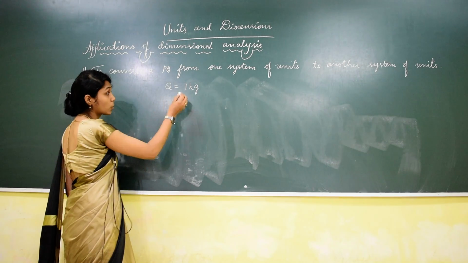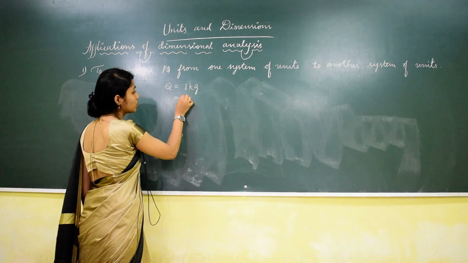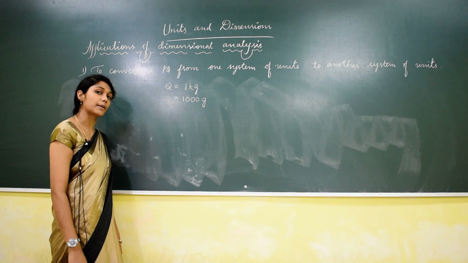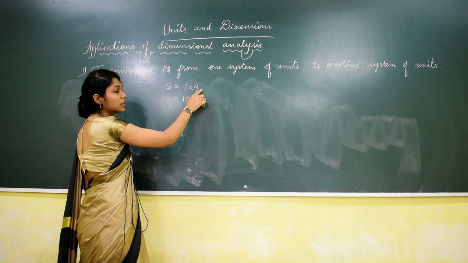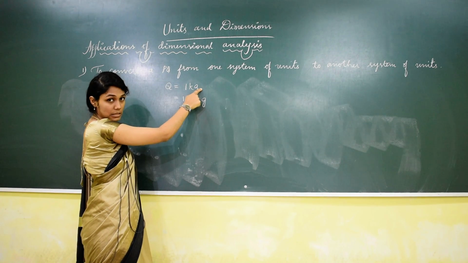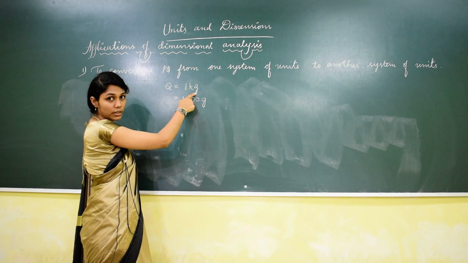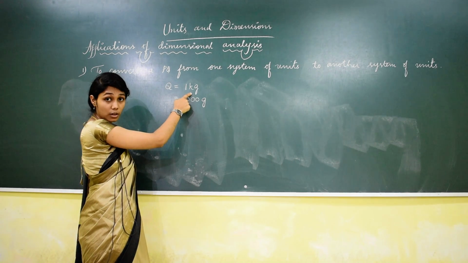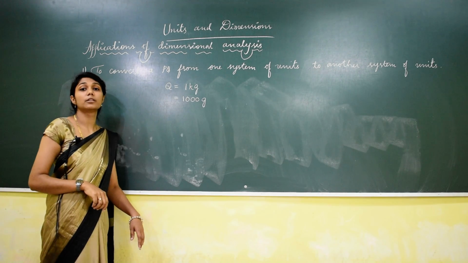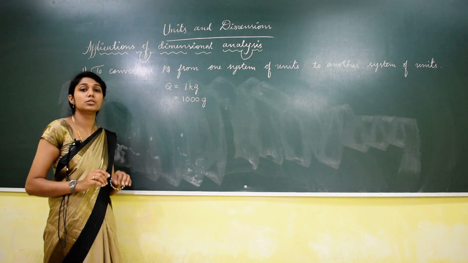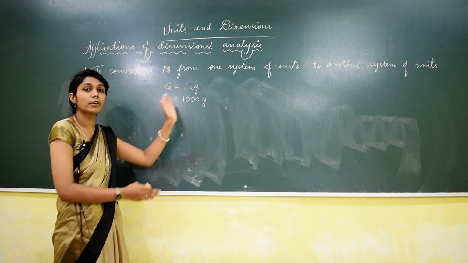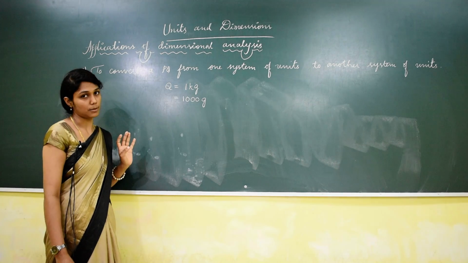If I don't know how much gram this quantity is equal to, and if I know, we will write it directly here: 1 kg is equal to 1000 gram. Okay, so this is the MKS system and this is the CGS system. But if I have this quantity of sugar equal to 1 kg and I want to convert it from MKS system to CGS system, then I have a particular formula, a particular procedure. By using that procedure only, I am going to convert a given physical quantity from MKS system to CGS system here.